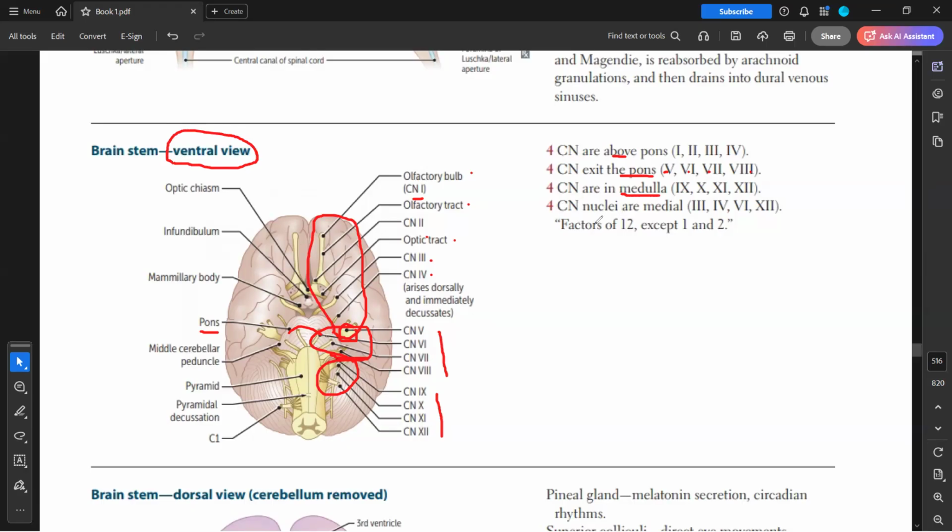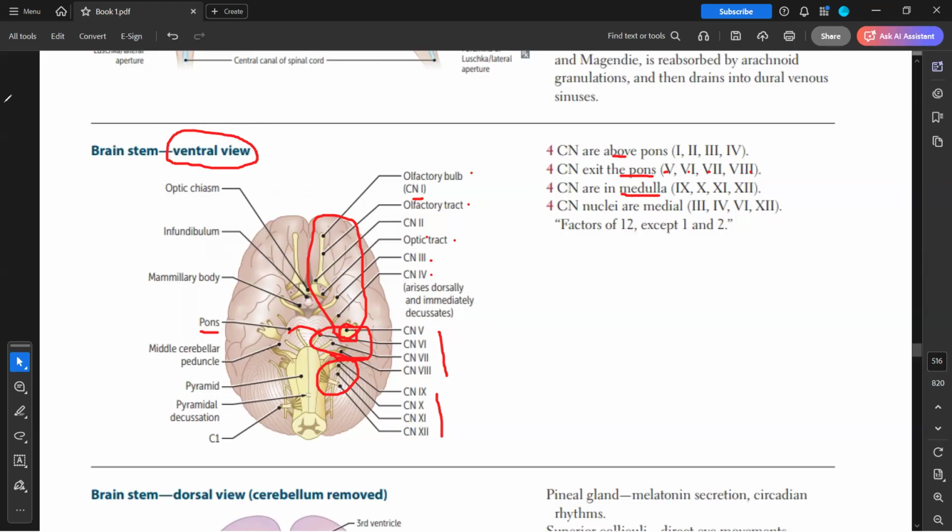Now, nuclei are medial for the central cranial nerves. Nuclei are medial for 3, 4, 5, 6, and 12, the factors of 12 except 1 and 2. So that's about the ventral view.